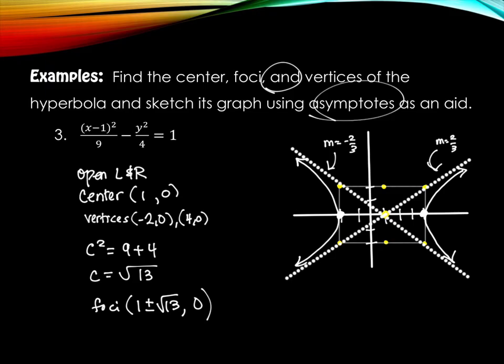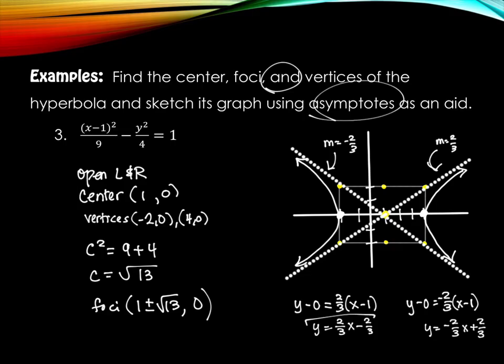And then I have an ordered pair. I might as well use the center, right? The center of my equation is (1, 0). So y minus 0 equals 2/3, and then I have x minus 1. I'll simplify in a second. And then y minus 0 equals negative 2/3, and it's x minus 1. So this is y equals 2/3 x minus 2/3, and y equals negative 2/3 x plus 2/3. And those are the equations of my asymptotes.